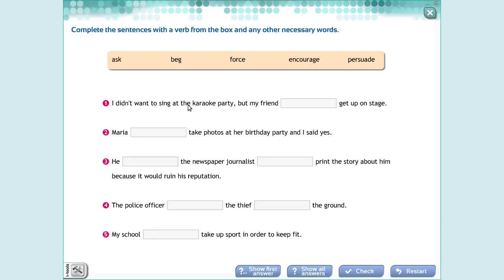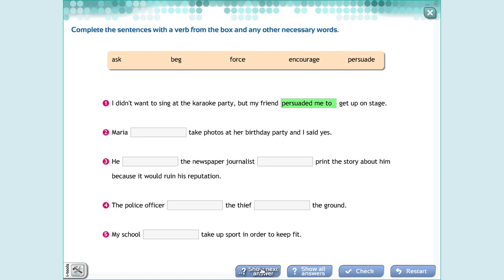Exercise 6. You are going to use these words to complete the sentence. I didn't want to sing at the karaoke party, but my friend got me up on stage. My friend said, hey, let's go there. My friends persuaded me to get up on stage. Great.